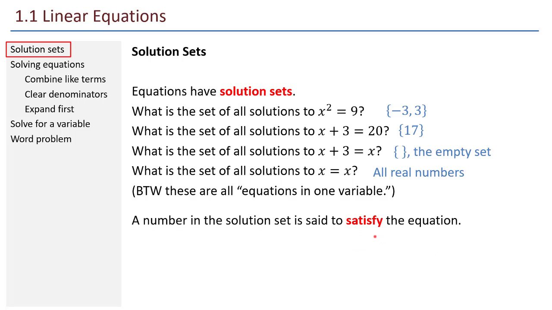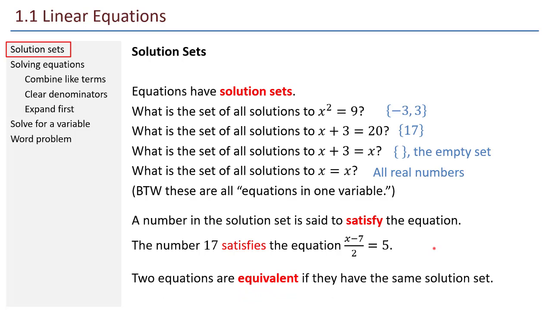Now, a number in the solution set is said to satisfy the equation. So for example, 17 satisfies the equation x plus 3 equals 20. -3 satisfies the equation x squared equals 9. Here's another example. The number 17 satisfies the equation (x minus 7) divided by 2 equals 5. And can you confirm that if you plug in 17? 10 over 2. Yep. So 17 satisfies that equation.